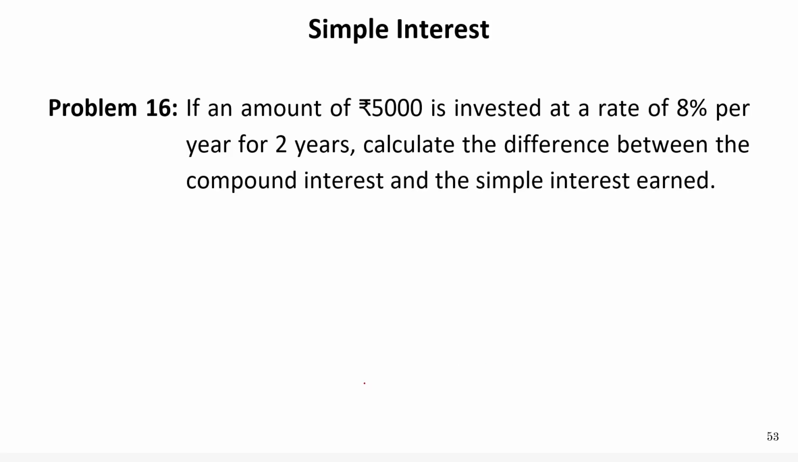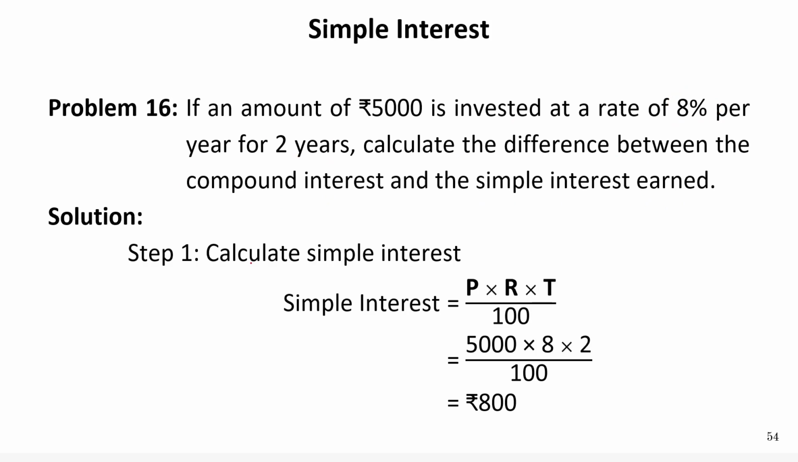Okay. So let's see problem number 16. If an amount of 5,000 is invested at a rate of 8% per year for 2 years, then calculate the difference between the compound interest and the simple interest. Okay, so calculating the simple interest is what? PRT by 100, right?